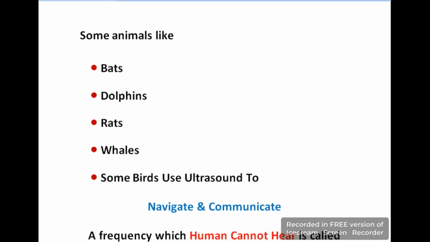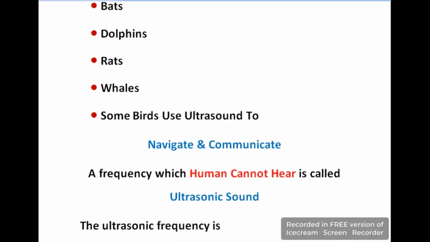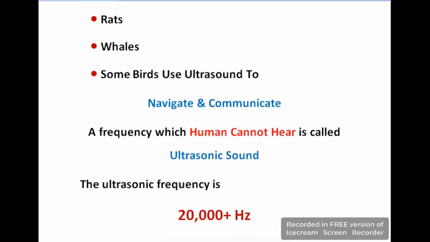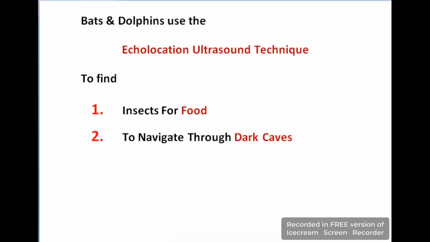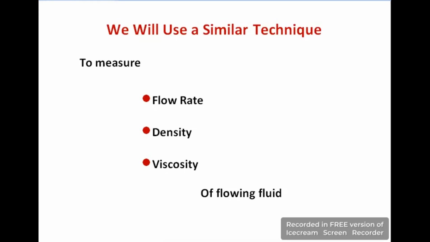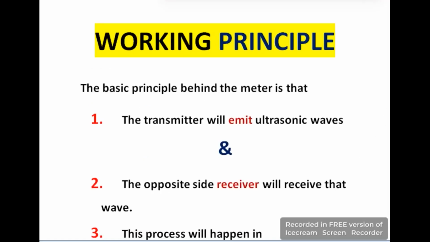Some animals like bats, dolphins, rats, whales, and some birds also use ultrasound, and through this they communicate with each other. A frequency which humans cannot hear is called ultrasonic sound, and that frequency range is 20,000 hertz plus. So a human cannot hear a voice of a frequency of 20,000 hertz and above. Moreover, bats and dolphins use echolocation ultrasound techniques to find food through dark caves. So we will use a similar technique to measure flow rate, density, and viscosity of a flowing fluid in a pipeline.